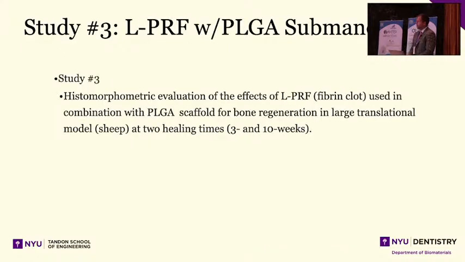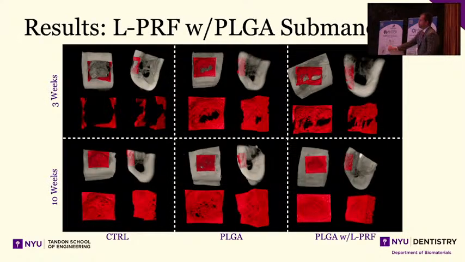So then we took it one step further because that was just one time point we were looking at. Now we wanted to use the same LPRF in combination again with the PLGA scaffold using what's considered a large translational model, the sheep. But now we wanted to compare it at 2 different healing times. Here you see 3 weeks, and at the bottom you see 6 weeks. From left to right you see a negative control, so it's not really filled in, as we expected. Then in the middle of your screen, you start seeing the PLGA, and then at the last part you see the PLGA with the LPRF.